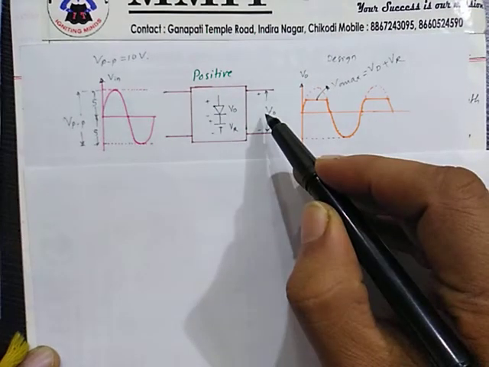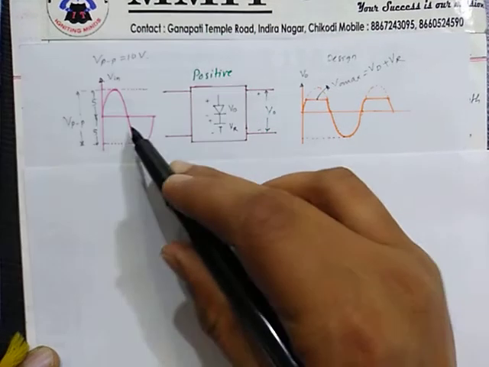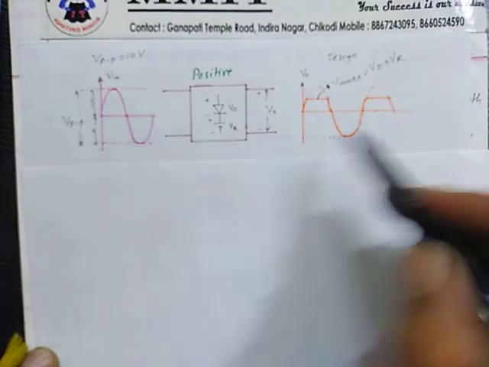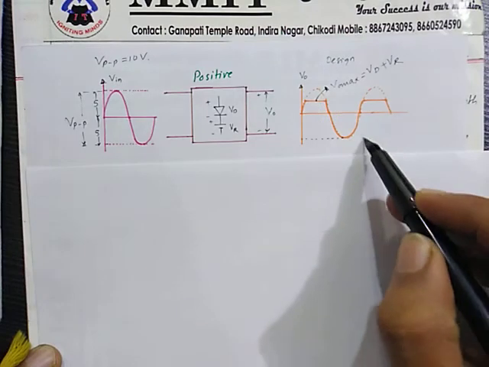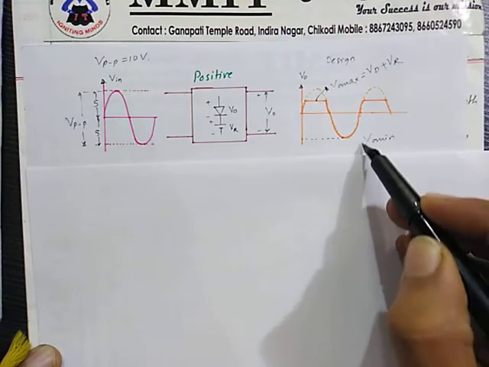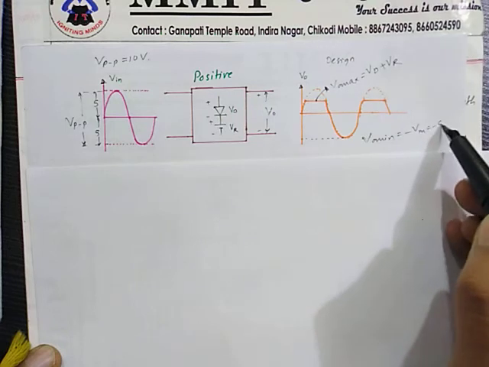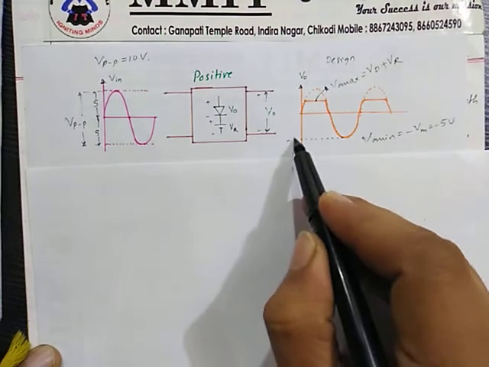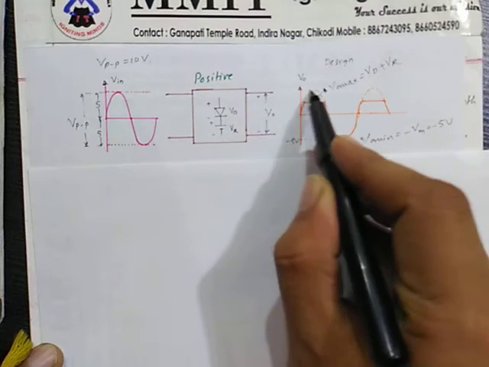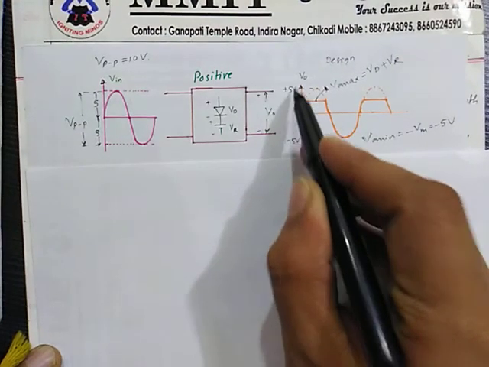During negative half cycle the diode is reverse biased, therefore the entire connection is open circuited, hence the output voltage will be exactly equal to the negative half cycle of the input. Therefore for the negative half cycle we indicate V0 minimum, which will be equal to minus Vm, or in this case minus 5 volt. So input levels are plus 5 volt and minus 5 volt.